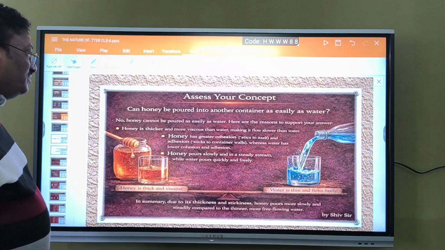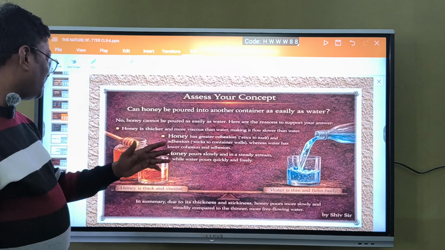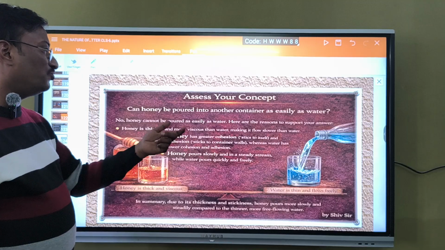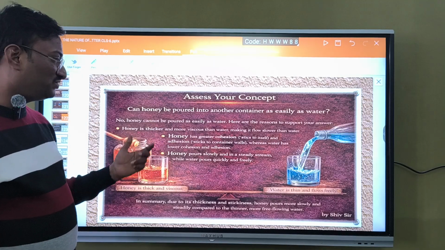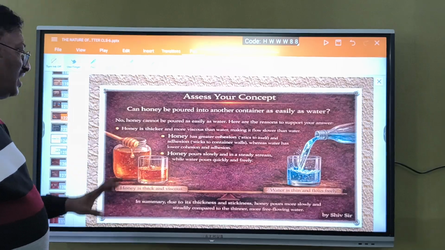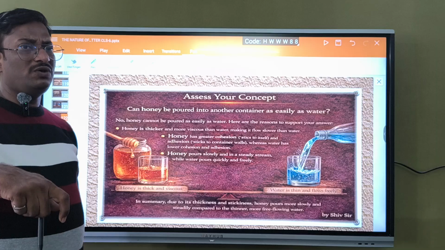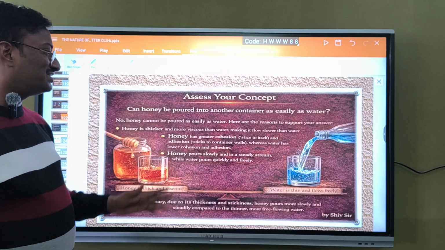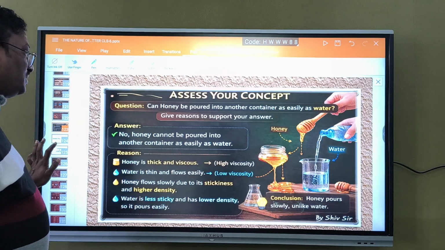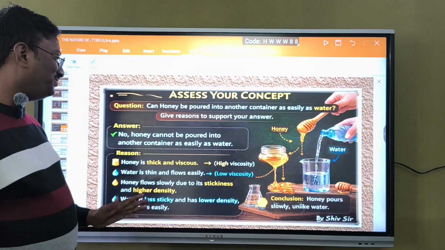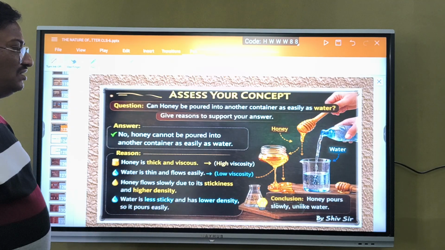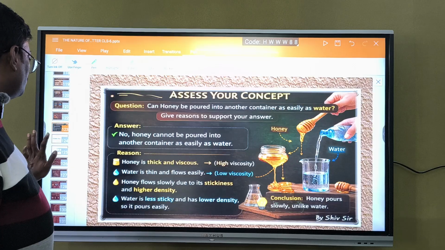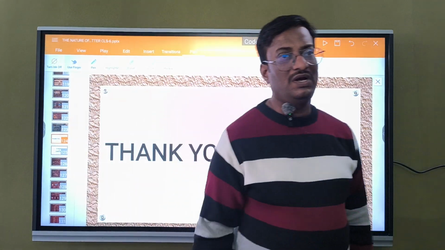And the next one, compare honey and water. I think we have discussed the same thing already. In the case of honey, both the cohesive force and adhesive force are much greater. So it will pour slowly. If you pour water, it will flow fast. We can support the answer this way. This is one more form. You can take any of these for more viscous. If the previous slide is easy, you can take that. So thank you, children. With this we have finished this particular concept.